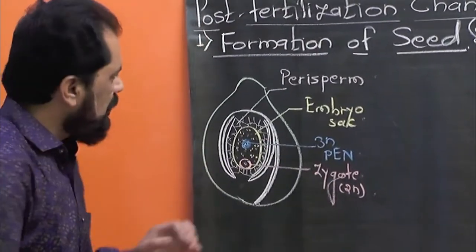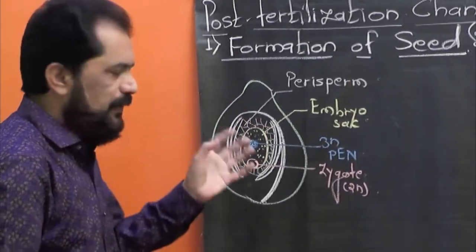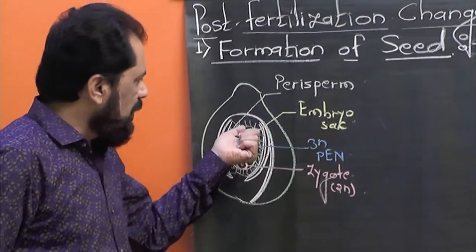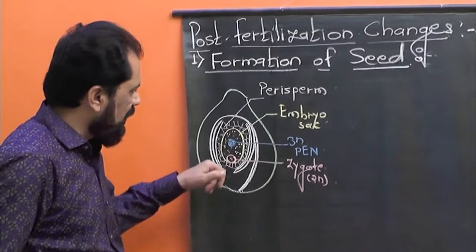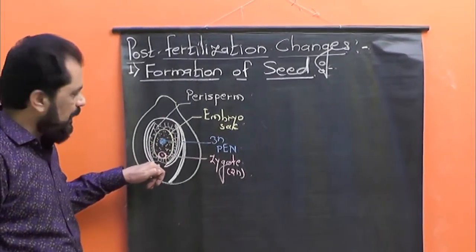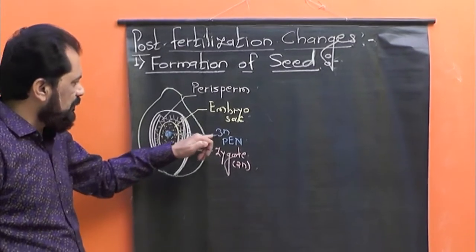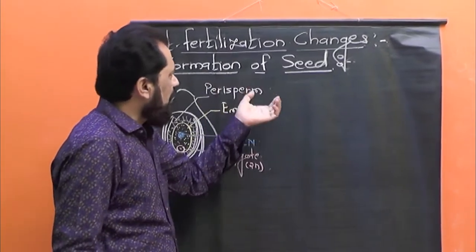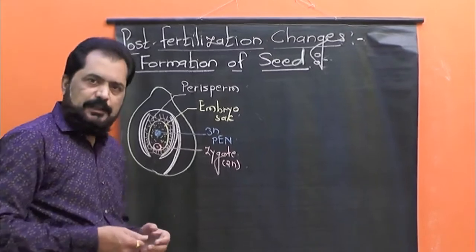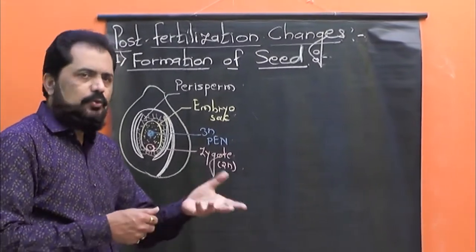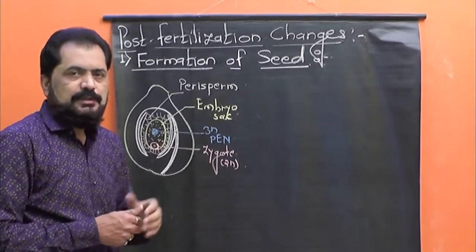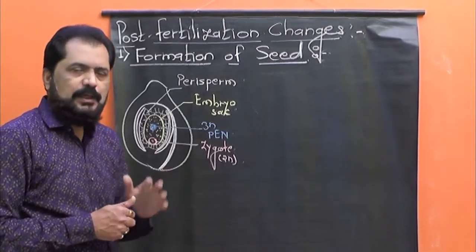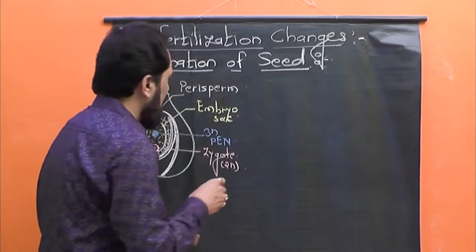So here I have shown the ovary in which a fertilized anatropous ovule is present. In this fertilized anatropous ovule, we have shown the embryo sac enclosing the diploid zygote towards the micropylar end and the centrally placed triploid pane. Now I said that during the formation of seed, this ovule undergoes certain noticeable changes, due to which it gets converted into the seed. Three major changes take place during the formation of seed from ovule. Let us see each one by one.